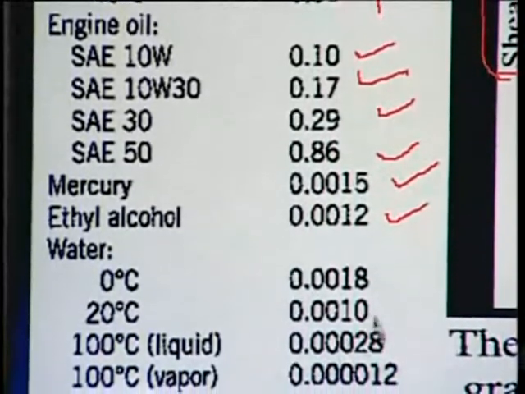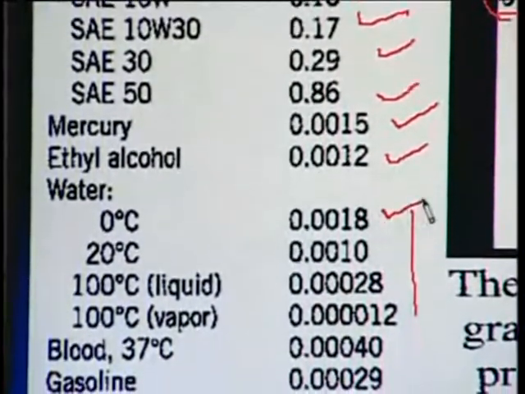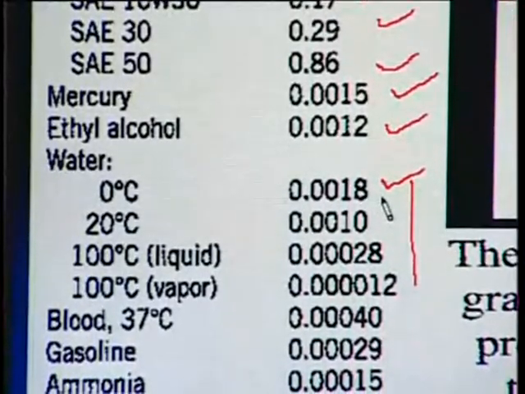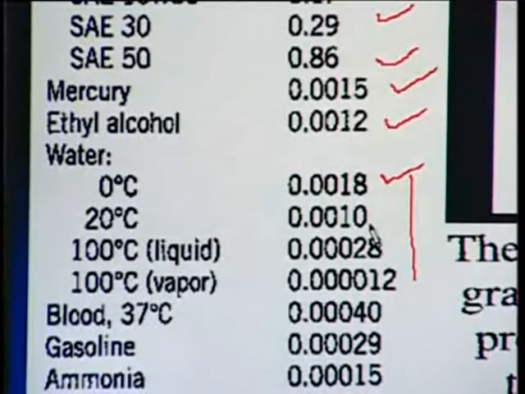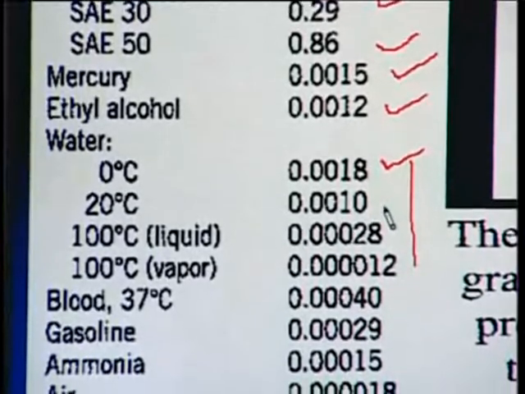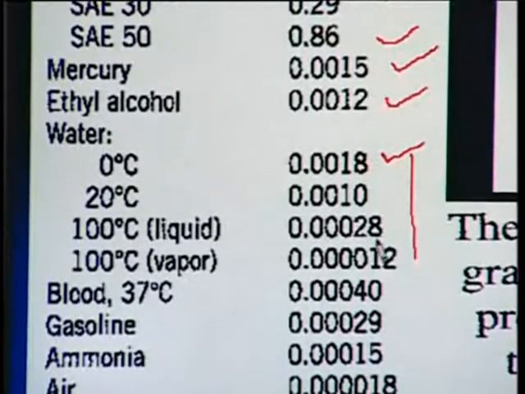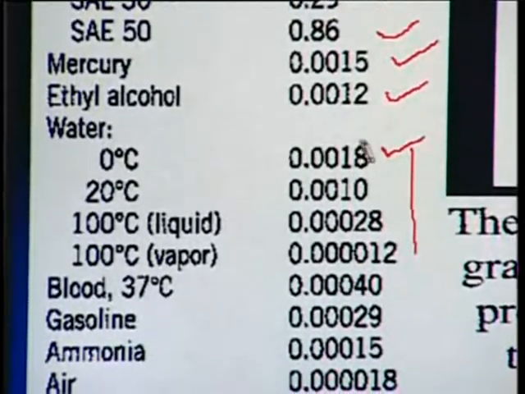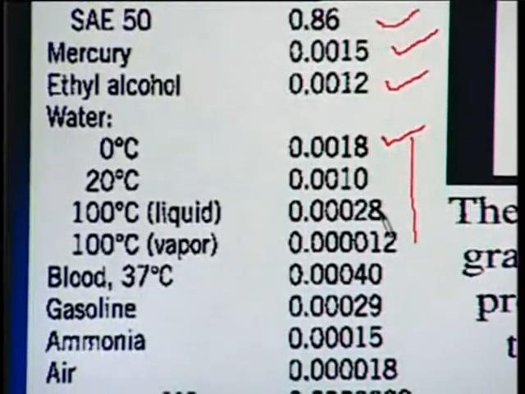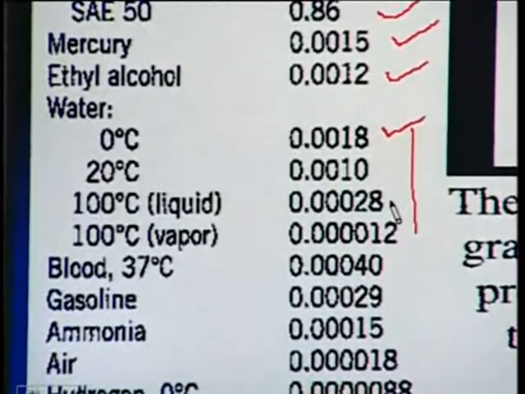Water at different temperatures: you will observe that at 0 degree centigrade we have 0.0018 viscosity with the given unit, and as temperature goes up, the viscosity reduces. It is 0.0010 at 20 degree centigrade, and at 100 degree centigrade it is 0.00028. So, as temperature increases in the case of water, the viscosity decreases. We will also understand why it decreases in water with increase in temperature.